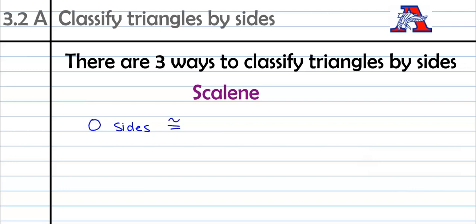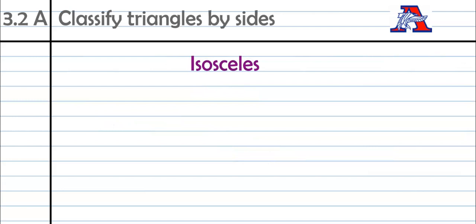Okay, so you might have something that looks like this, and you would have either 3 different numbers on the sides, or you could use some tick marks. So maybe we have 1 tick mark and 2 tick marks and 3 tick marks, showing that all 3 sides are different, so 0 sides congruent.